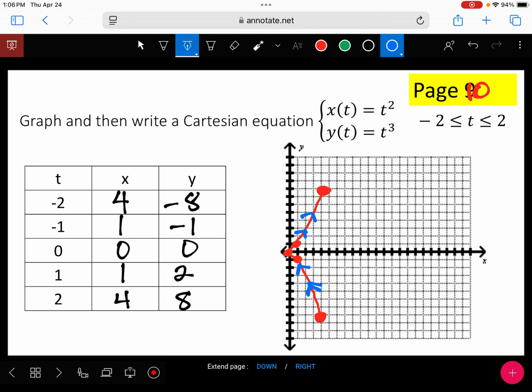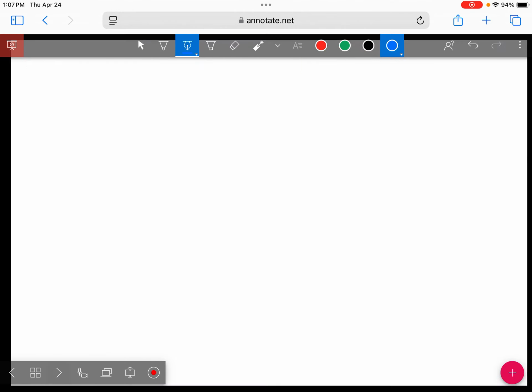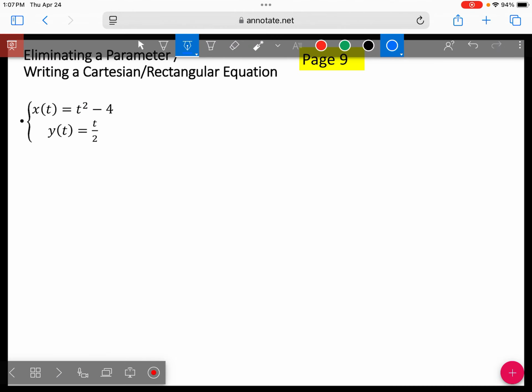All right, I'll give you a couple more minutes and then we need to move on to another piece of 10.7, which is writing a parametric equation. So writing an equation for the curve. So we're going to go to page 9. And you should have a little box on page 9 where it says notes. I want you to go ahead, let's write down our steps for our notes.